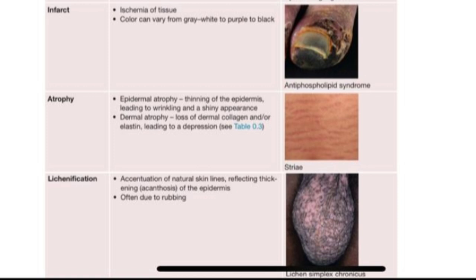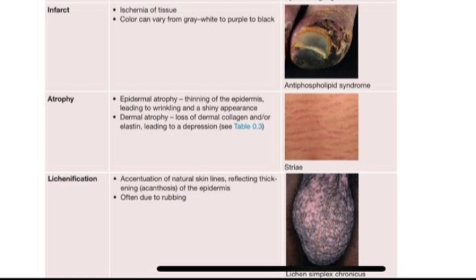Infarct. It occurs due to ischemia of tissue. The color of an infarct may vary from grey-white to purple to black. Atrophy. Atrophy can be epidermal atrophy or dermal atrophy. Epidermal atrophy is due to thinning of epidermis leading to wrinkling or a shiny appearance. Dermal atrophy is due to loss of dermal collagen or elastin leading to a depression.